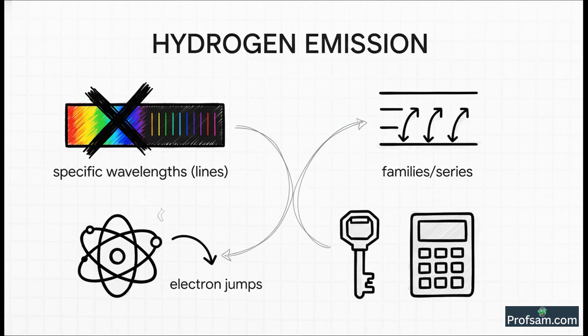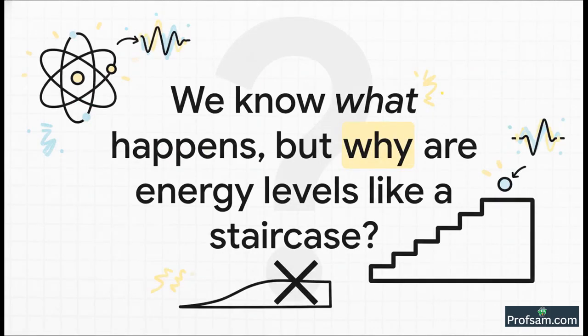The Rydberg formula is the magic key. It's the mathematical tool that perfectly predicts the wavelength for every single one of those jumps. Got it? So we have a really clear picture now. We know what is happening. We know that electrons are jumping between these fixed energy steps, and when they do, they spit out light.